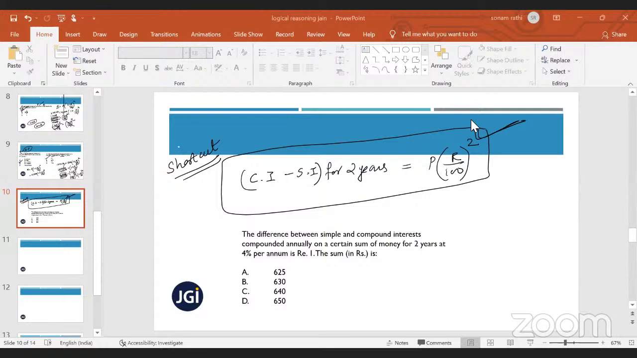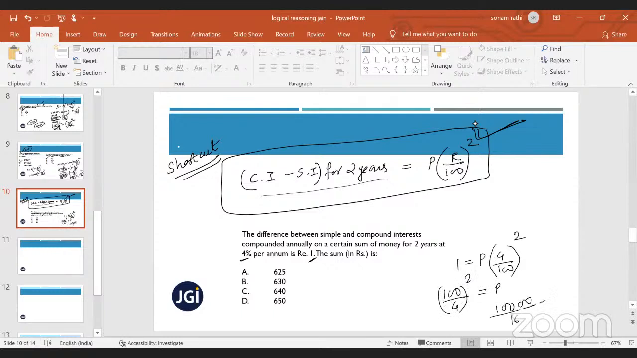Okay. So what do I know? Difference I know. Difference is how much? 1 rupee. So 1 is equal to P bracket R. R is how much? 4 upon 100 to the power 2. So 100 by 4 square is equal to P. 10,000 by 16 is equal to P.